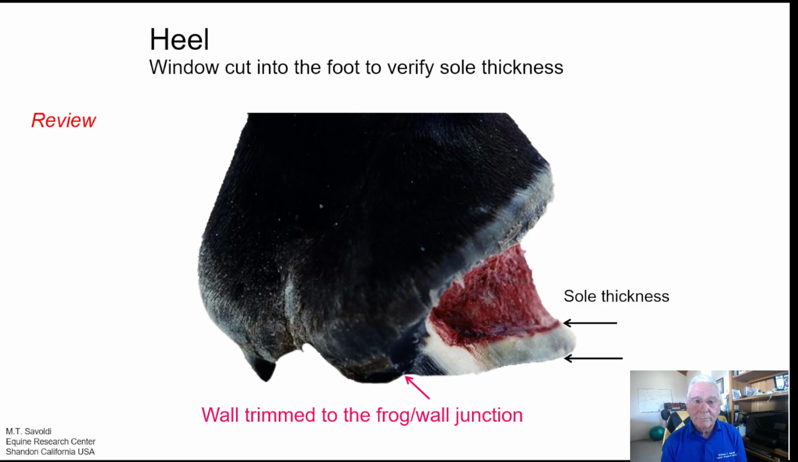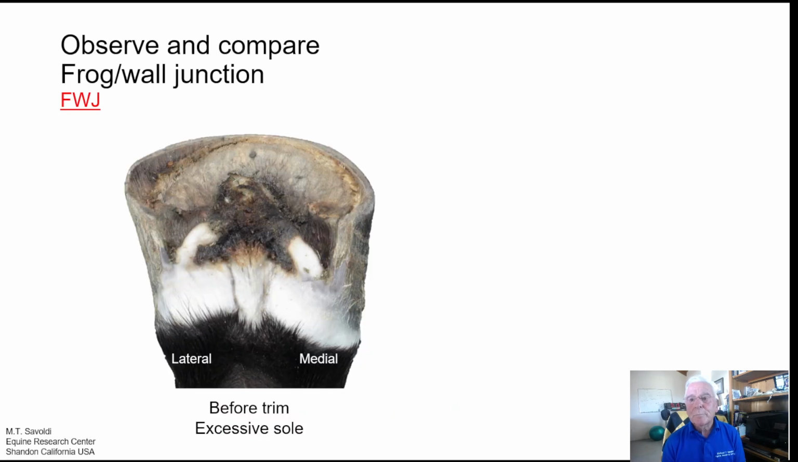Now remember, vertical depth of the sole can vary. The sole body can be thick or thin, but where the sole connects to the wall, uniform sole thickness is usually very stable in its vertical depth.